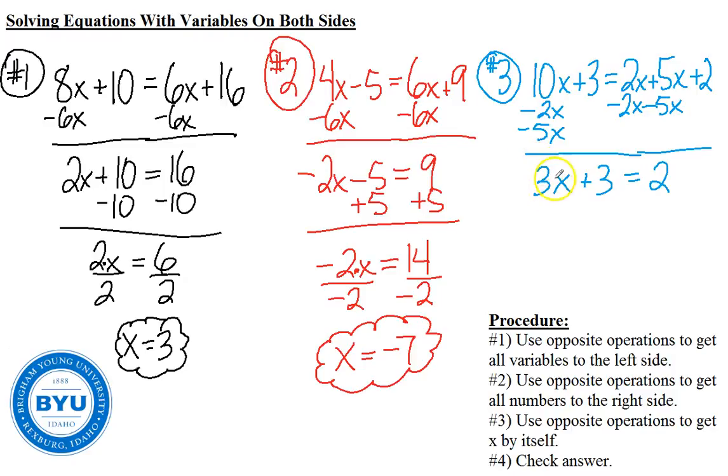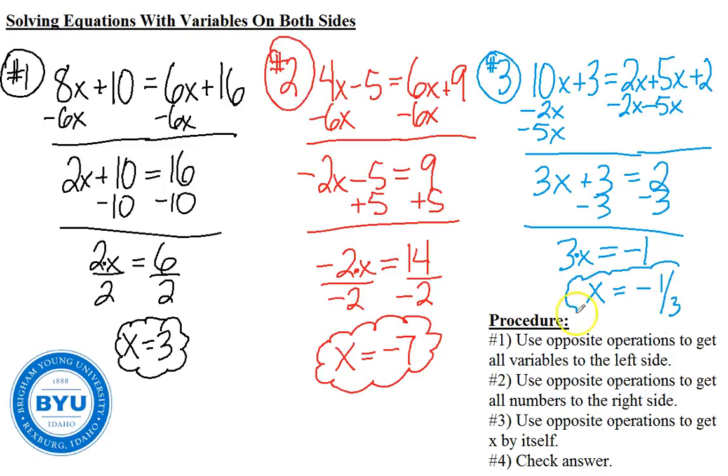Okay, now I want my numbers to the right side, so I don't want this plus 3 here. I'm going to minus 3 to both sides. Doing that leaves me with 3x equals 2 minus 3. That's a negative 1. And so my last step then is to undo this times by 3 by dividing by 3. And so I get x equals negative 1/3 as my final answer there.